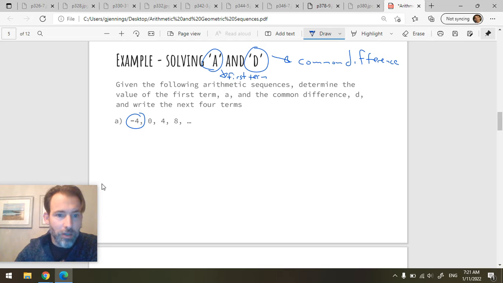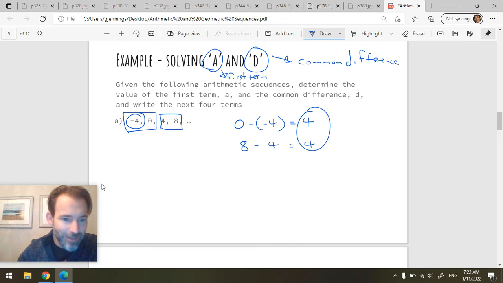So I notice here that if I take a 0 and I subtract -4, just taking these two here and working on them, that gives me +4 because I'm subtracting a negative. If I take 4 and 8, I'm going to do that here. 8 subtract 4, that gives me also 4. So because that's constant, then it will be an arithmetic sequence. There's my D that I get by subtracting any two consecutive terms.